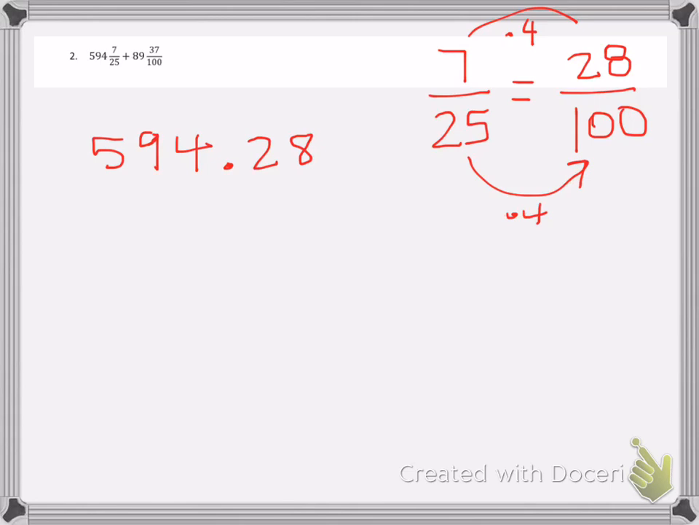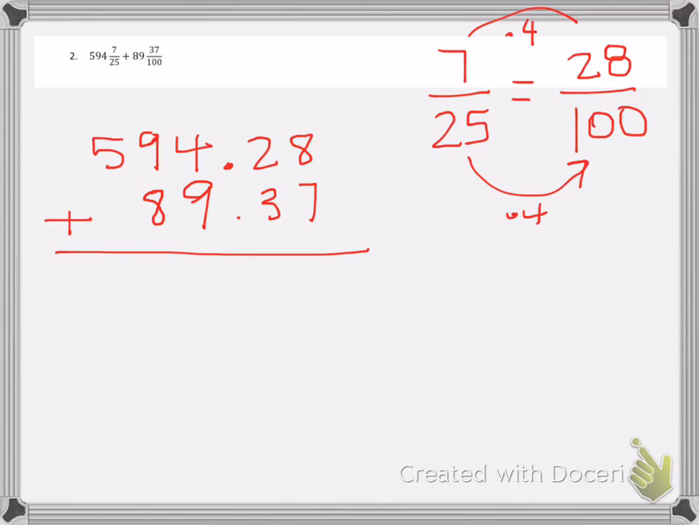Then we're going to add 89 and 37 hundredths. Remember, I want my ones place and my tens place to be right underneath each other. So the 9's in the ones place, the 8's in the tens place, and then here's my 0.37. And there is my addition problem.